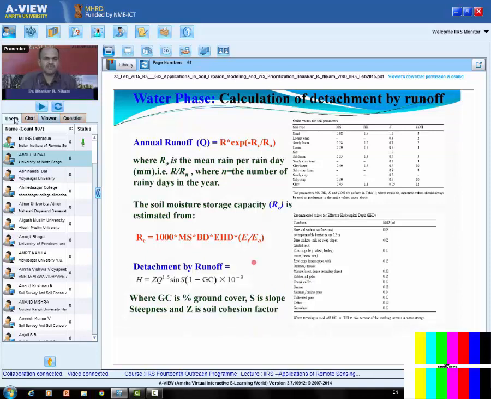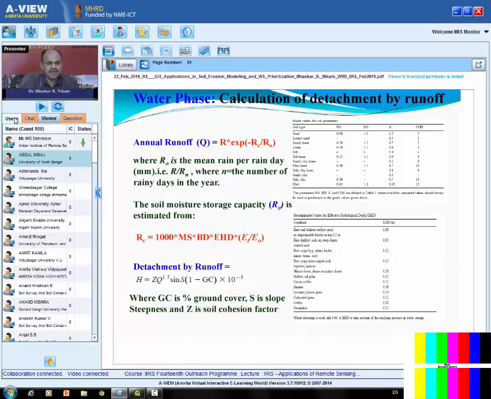One more change is being done in modified MMF: not the entire root zone plays a role in infiltration. Only the topsoil plays a role in infiltration. So why consider the entire root zone? Instead, that root zone depth is being replaced by another parameter called effective hydrological depth. That effective hydrological depth is used instead of RD, and the table shows, for these land use classes, what standard effective hydrological depth you should take. So annual runoff will be calculated by calculating RC, wherein the root zone depth is replaced by effective hydrological depth.